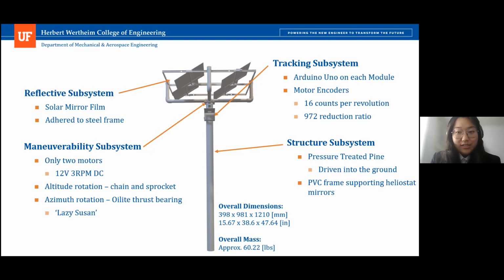The PVC and steel frame are connected and used to support the heliostat. The solar mirror film from the reflective subsystem adheres to the steel frame. And that's the overview of our product. The detail of each subsystem will be introduced in the following slides.